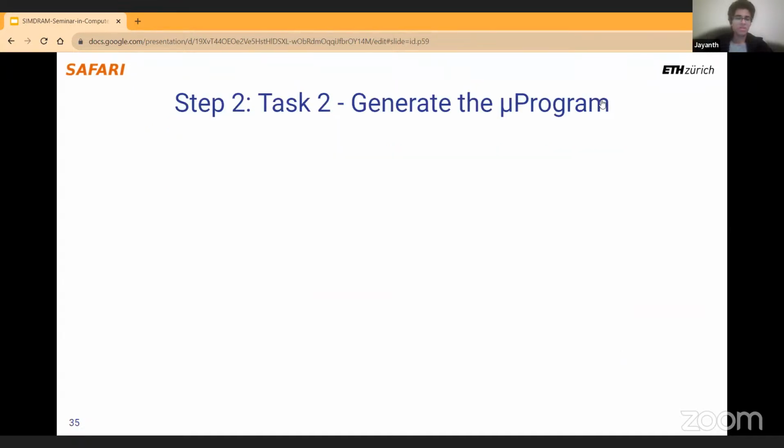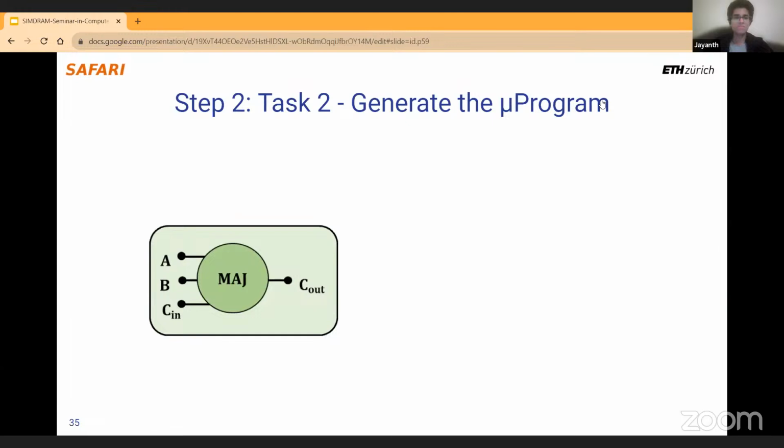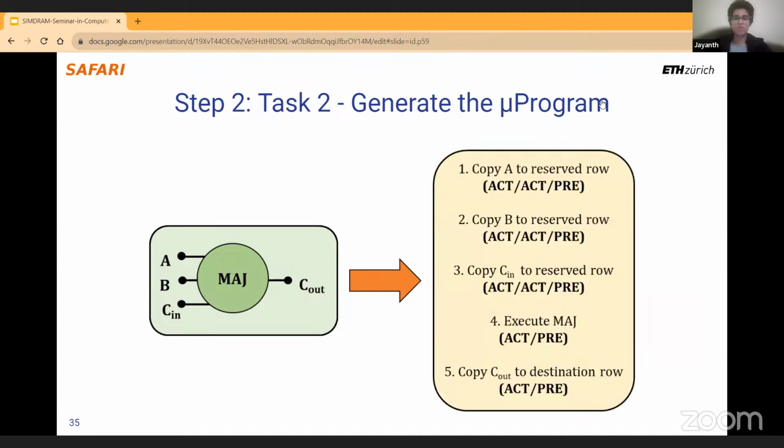And from this, we generate the initial microprogram. So here we have the operands as A, B, and C in. So we need to allocate each of these operands to reserved compute rows that we have in the DRAM subarray organization. So we perform row copies with row clone, as we saw before, to copy row A, row B, and row C into the reserved compute rows.